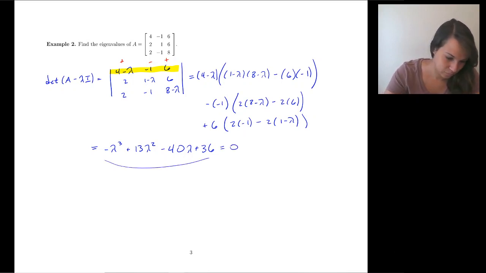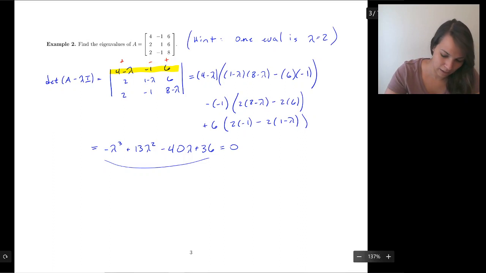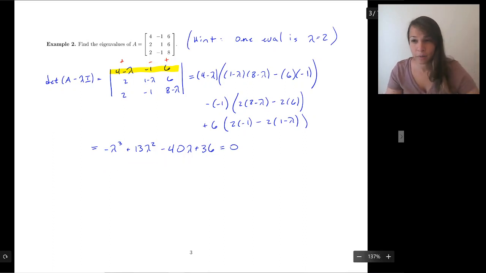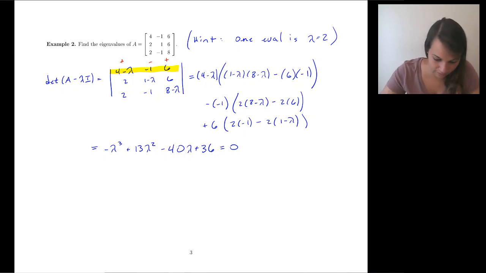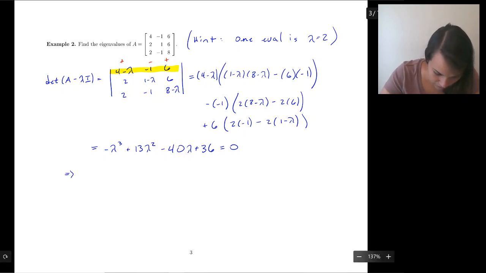Oh, I didn't write the hint in here. Hint: one eigenvalue is lambda equals 2. And honestly, I would not expect you to factor this without some sort of hint like that. What does that give us? It means we know that we can write the factorization like this.